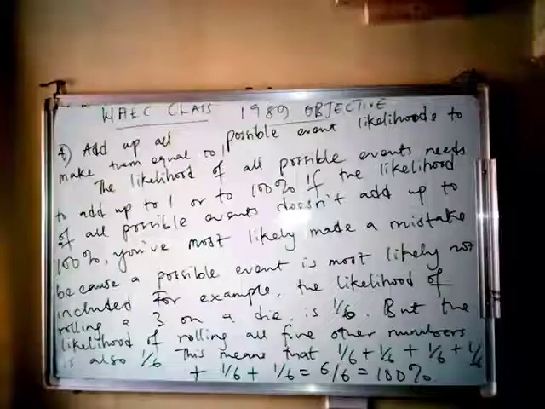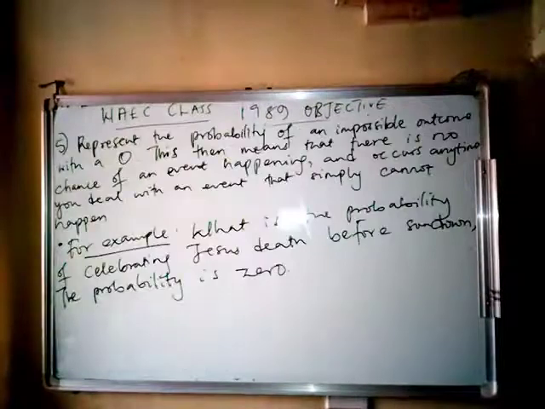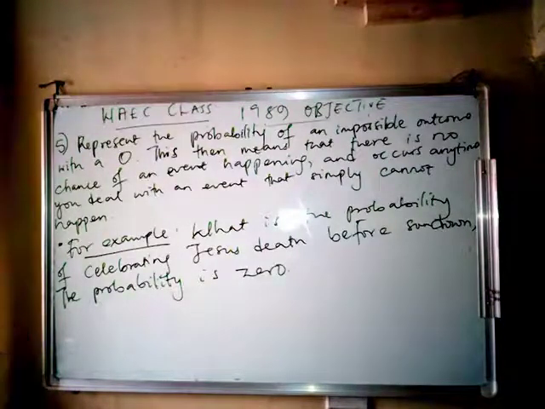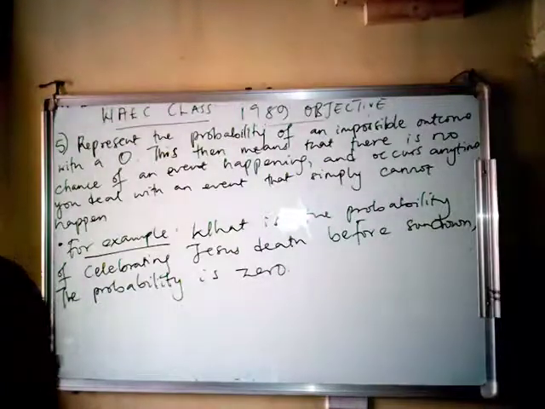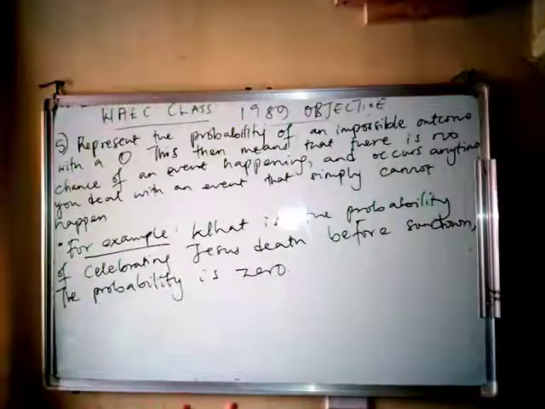Now let's look at another thing to consider when calculating probability: representing the probability of an impossible outcome with a 0. This is very crucial, because what this means is that there is no chance of that event occurring. So anytime you are working with an event that cannot occur, just represent it with a 0. We have an example here.